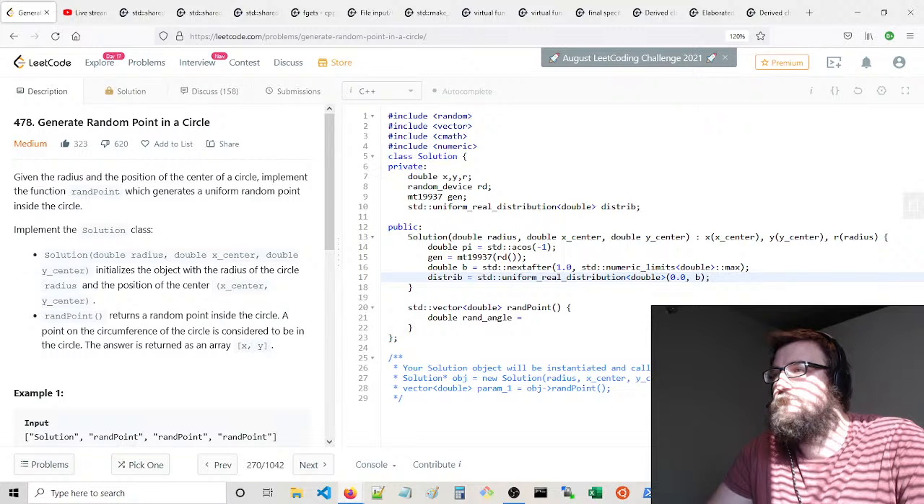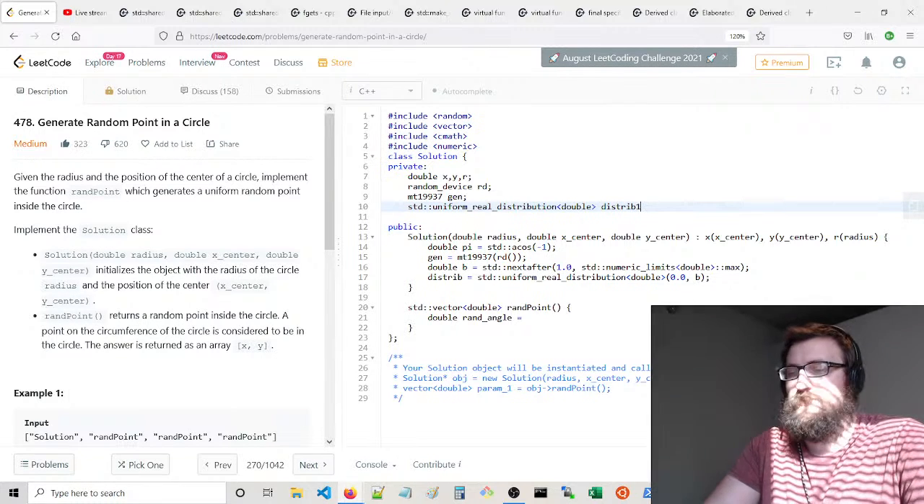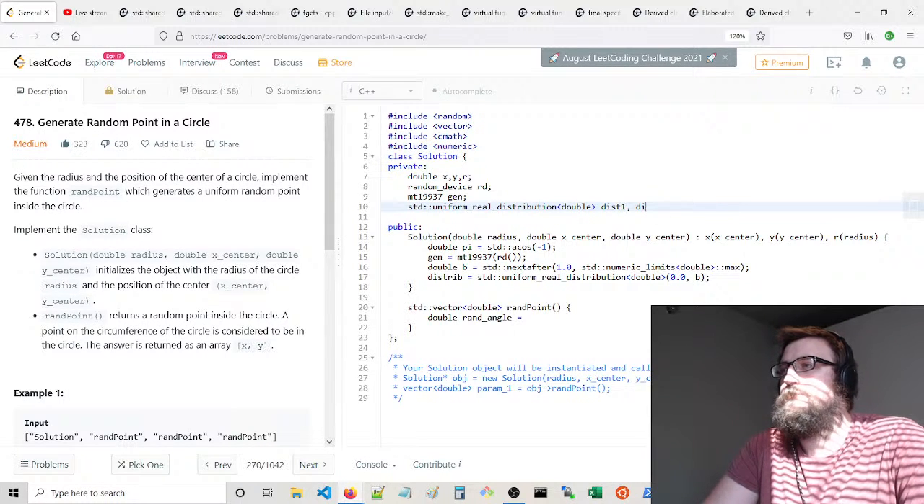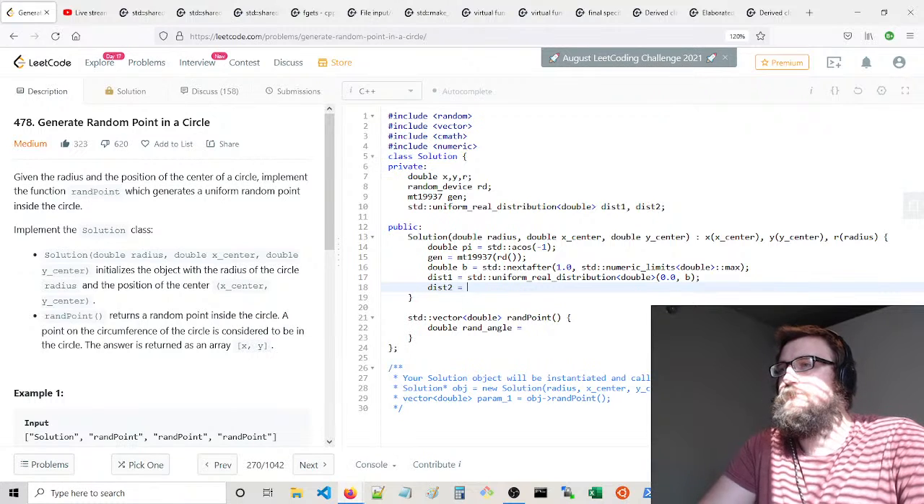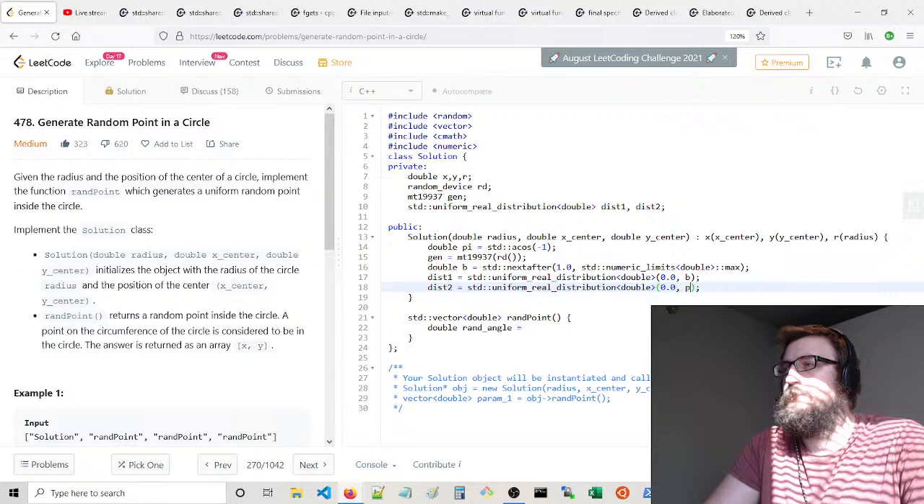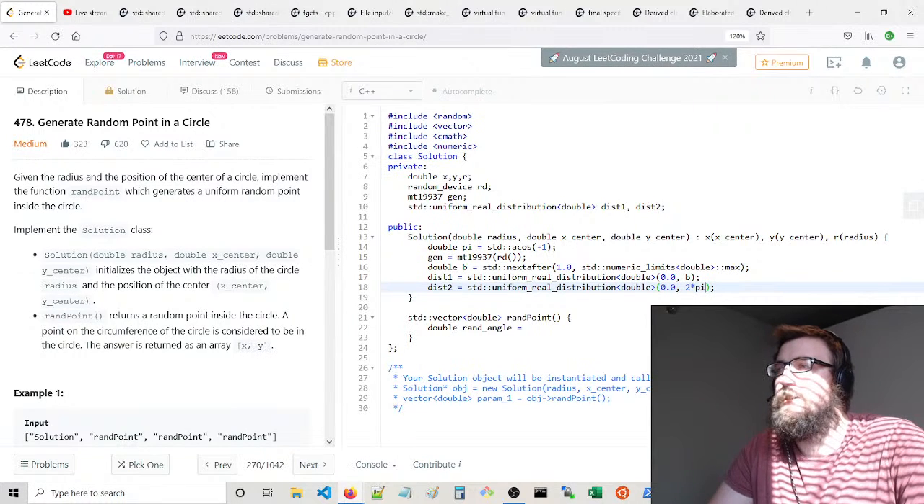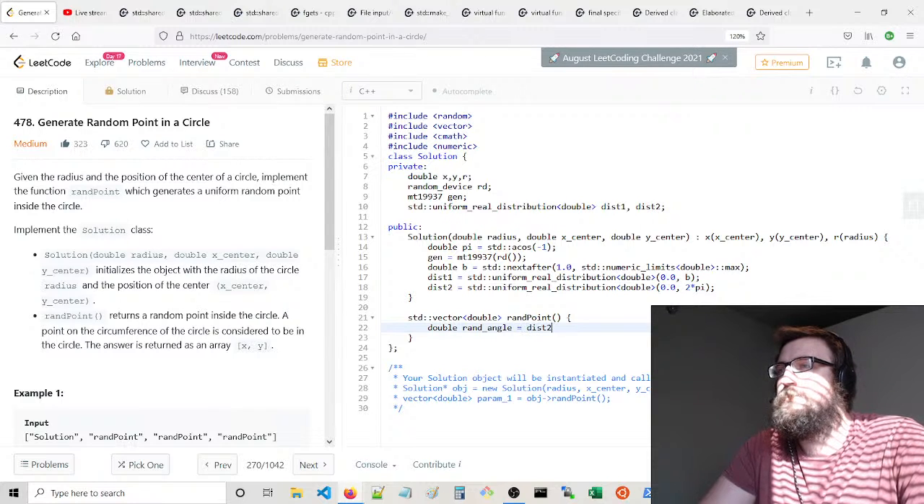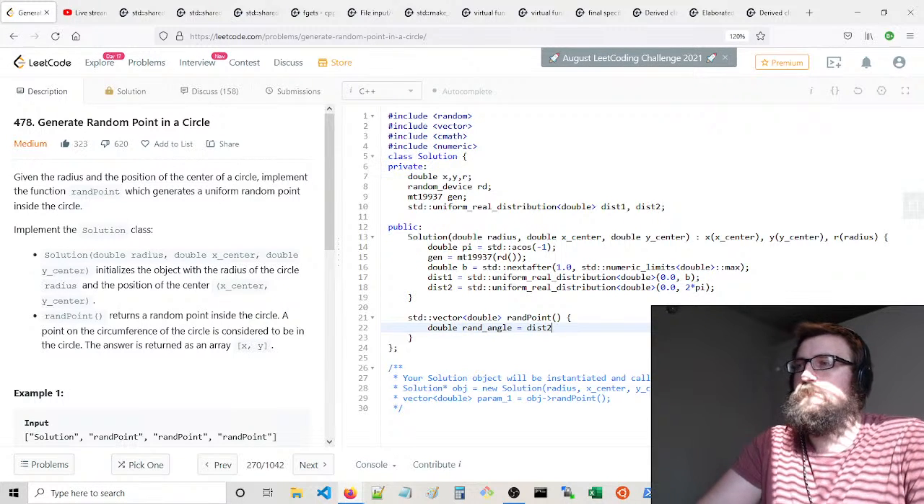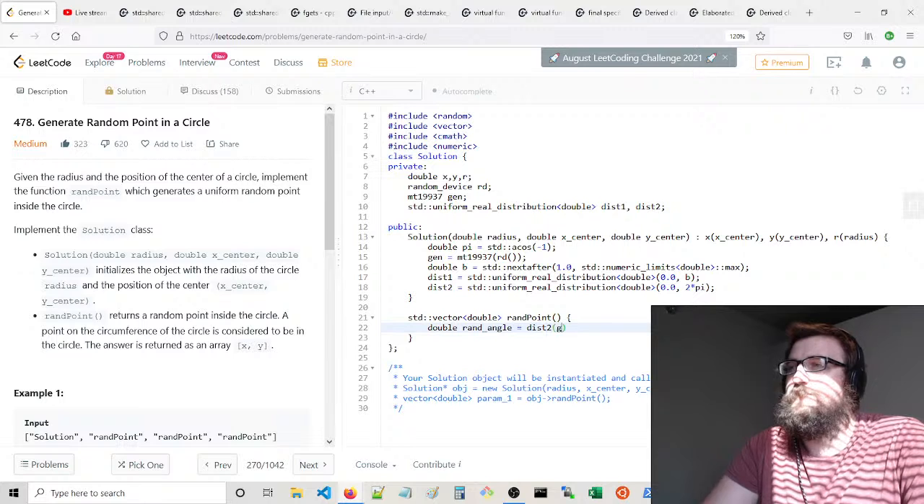And we want 2 distributions. Let's just do dist 1, dist 2. That's fine. Dist 1 and dist 2 is going to use pi, 0 to 2 times pi. Actually, it's 2 pi. So the angle is going to be from 0 to 2 pi. Okay. So random angle is going to be dist 2 of gen.